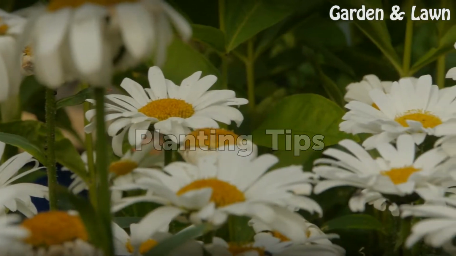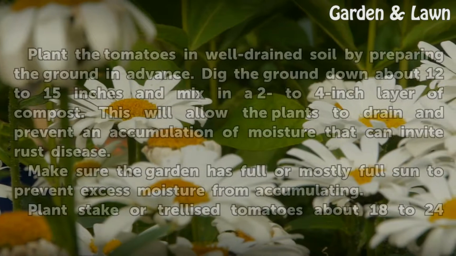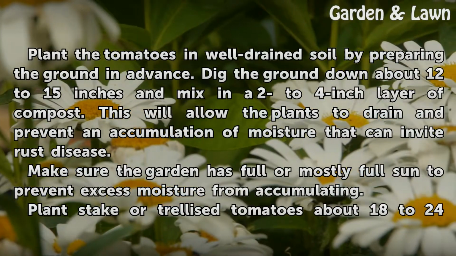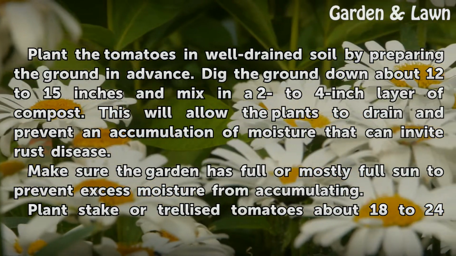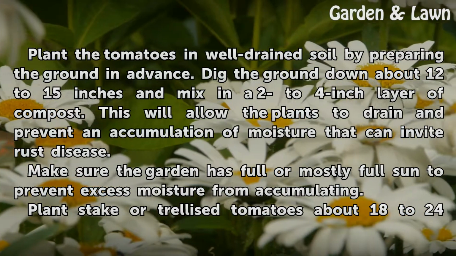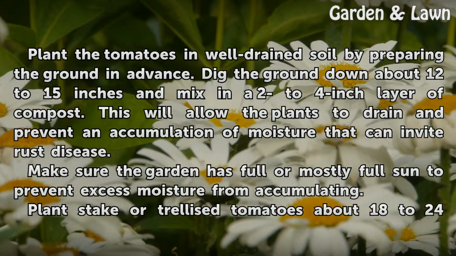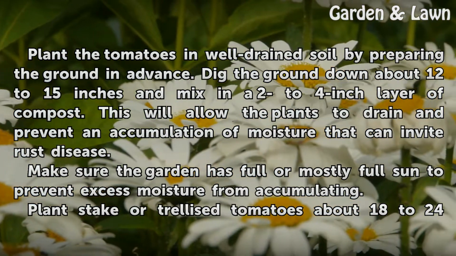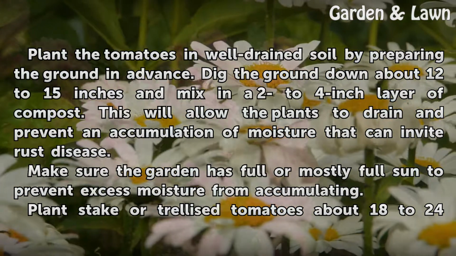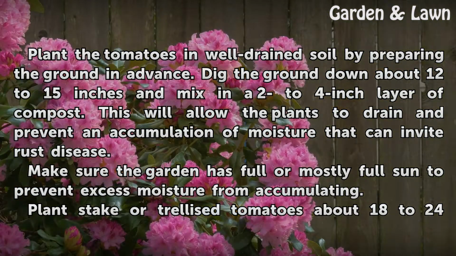Planting tips. Plant the tomatoes in well-drained soil by preparing the ground in advance. Dig the ground down about 12 to 15 inches and mix in a 2 to 4 inch layer of compost. This will allow the plants to drain and prevent an accumulation of moisture that can invite rust disease.